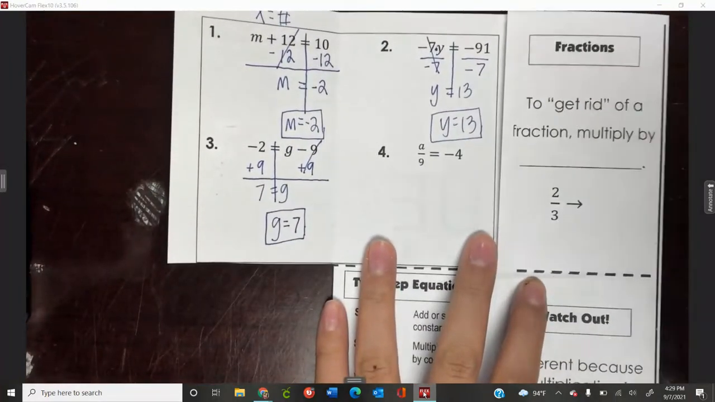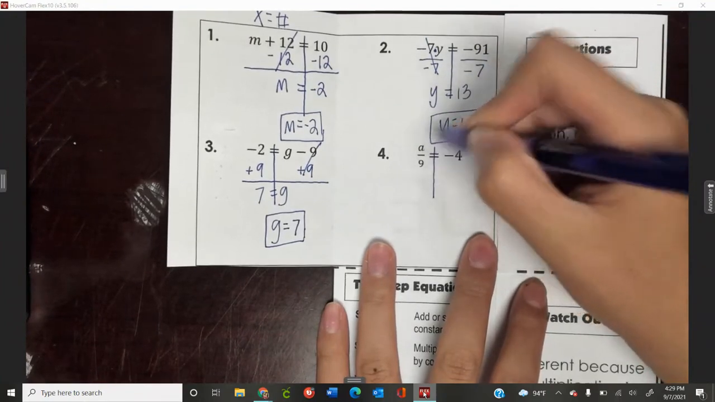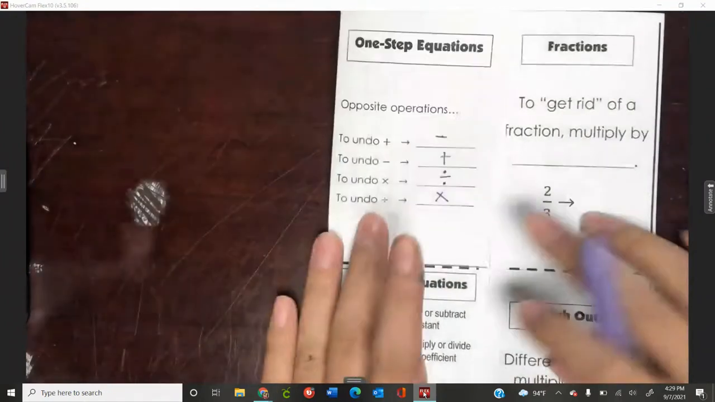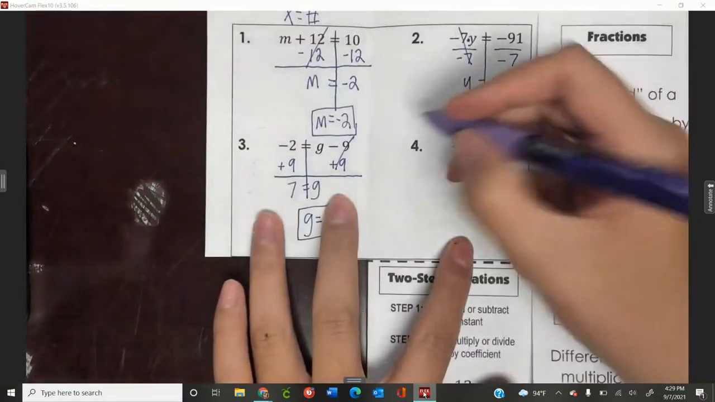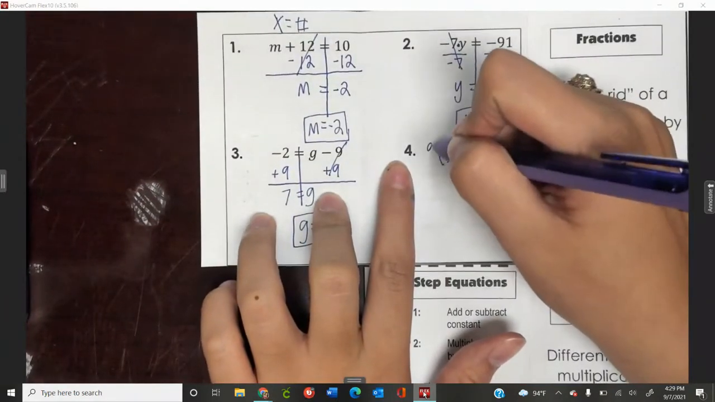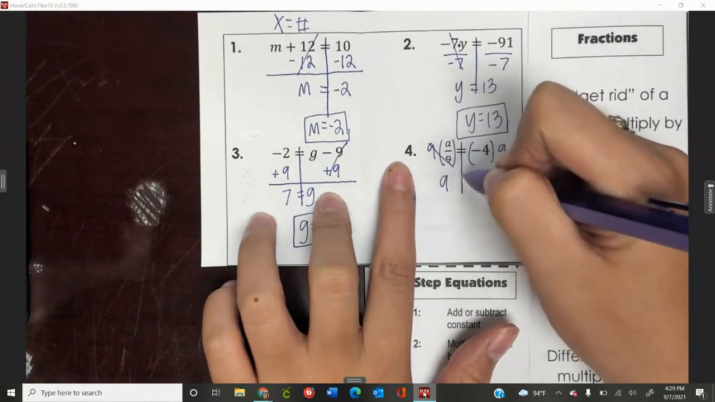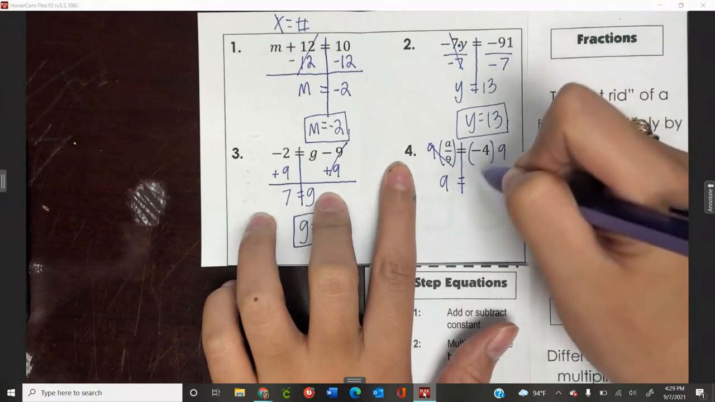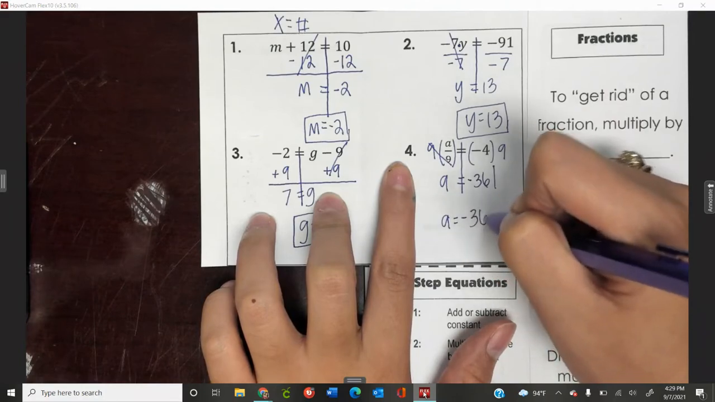Okay, so for number 4 we have a over 9 equals negative 4. So here our variable is being divided by 9. To undo division, we have to multiply. So here we're going to multiply by our denominator on both sides. We're going to multiply by 9. That cancels out. I'm left with a equals negative 4 times 9, which is negative 36. So here a equals negative 36.